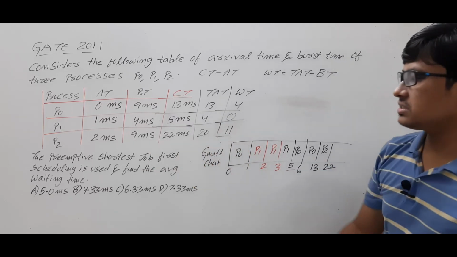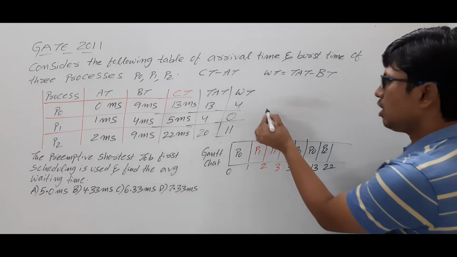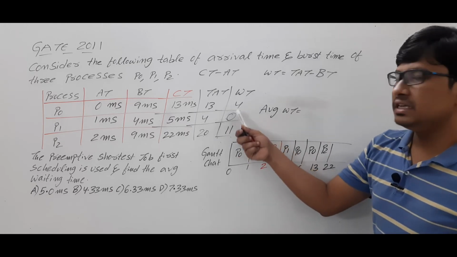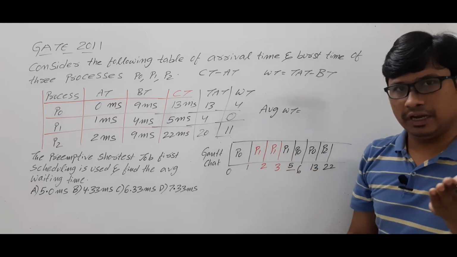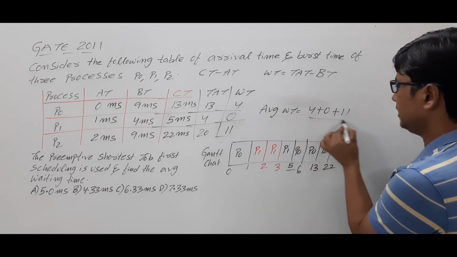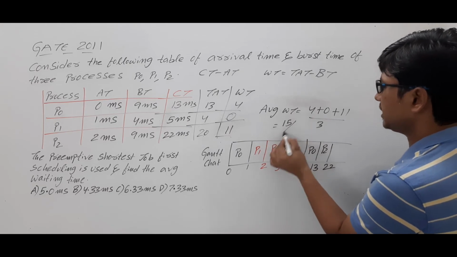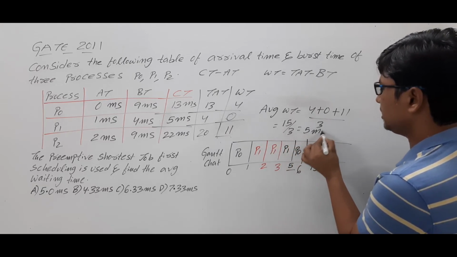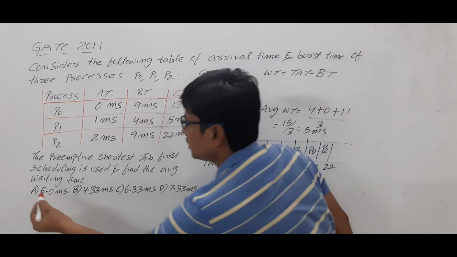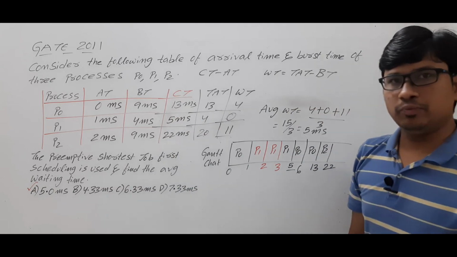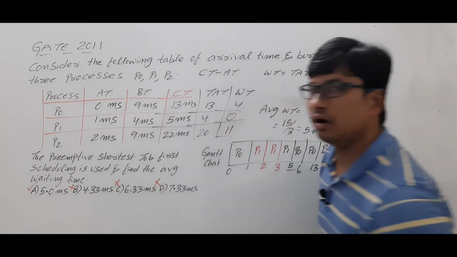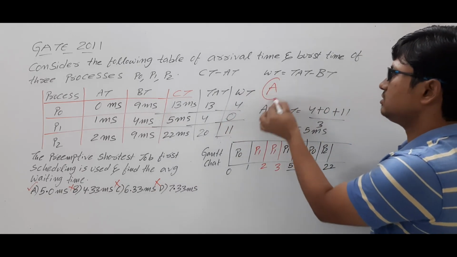Now what they are asking is to find the average waiting time. How can we find the average waiting time? Average waiting time is equal to the sum of all the processes' waiting times divided by the number of processes. So 4 plus 0 plus 11 by 3, which is 15 by 3, equal to 5 milliseconds. So the average waiting time is 5 milliseconds. Look at option A. They have given 5.0 milliseconds, whereas options B, C and D are wrong. So for this question, the right answer is option A.